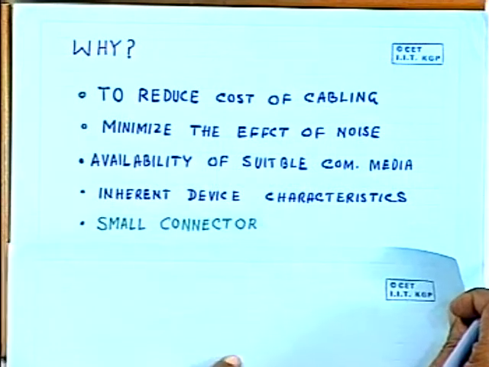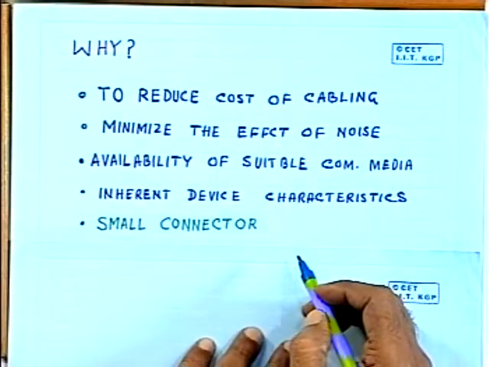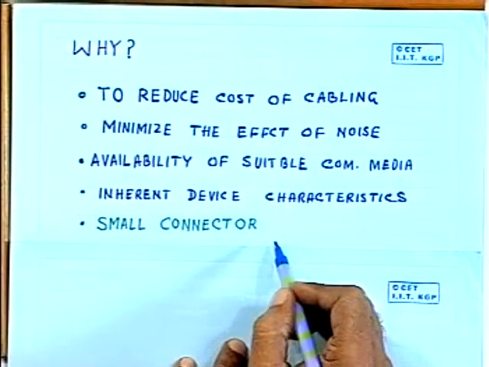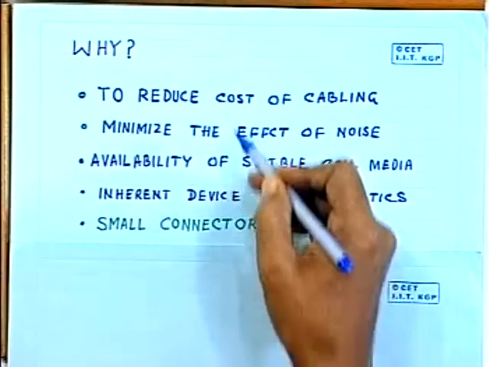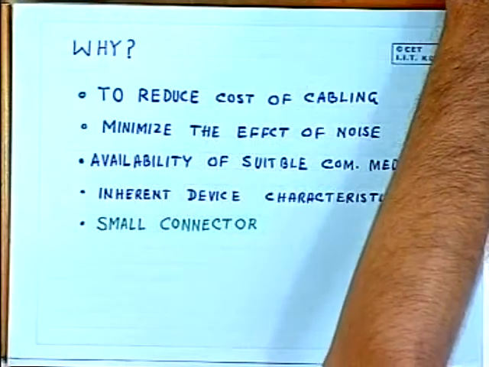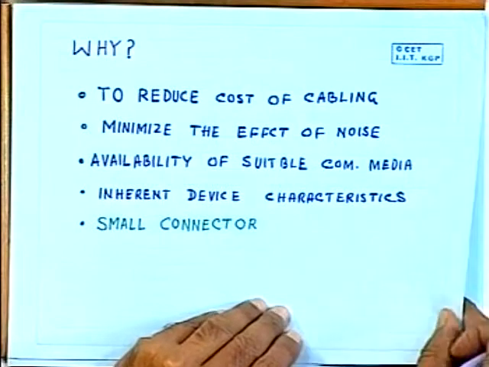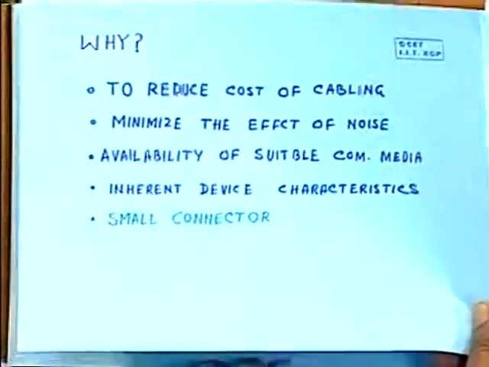Finally, nowadays you have many portable equipment like digital cameras, PDAs, cell phones. Sometimes you have to connect them to a computer, and if these devices use a parallel port, then the connector will be big, and as a result it will not be feasible. So to have a small connector, it is necessary to go for serial mode of data transfer. So these are the various reasons for the widespread use of serial mode of data transfer.